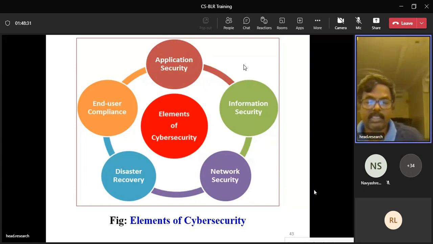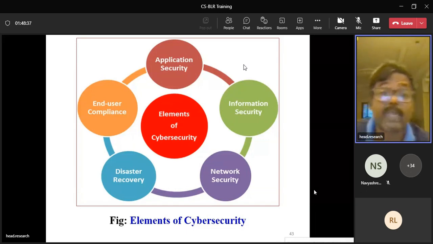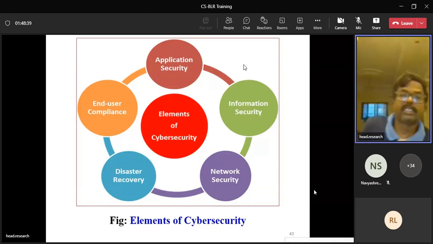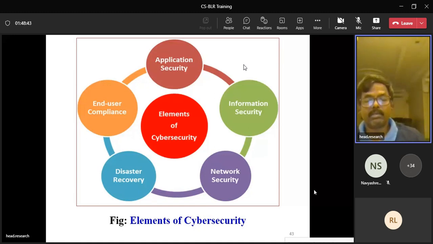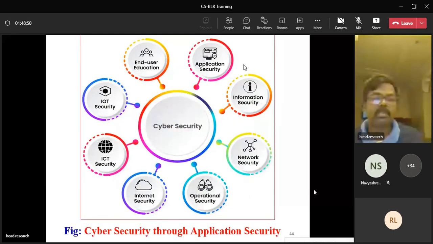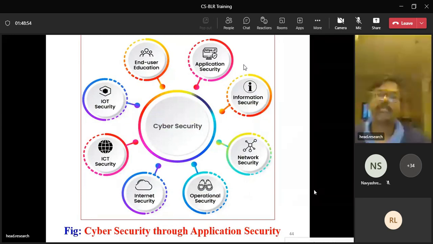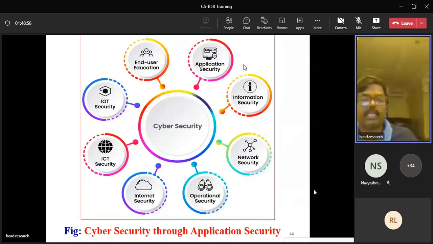Log-based recovery and real-time objective. These are the two methods we are using in disaster recovery. End user competence: end user, you can call it a customer. These are the cyber security through application security. I have explained all. Remaining: IoT security, Internet of Things, a collection of real-time objects in a network is called IoT.